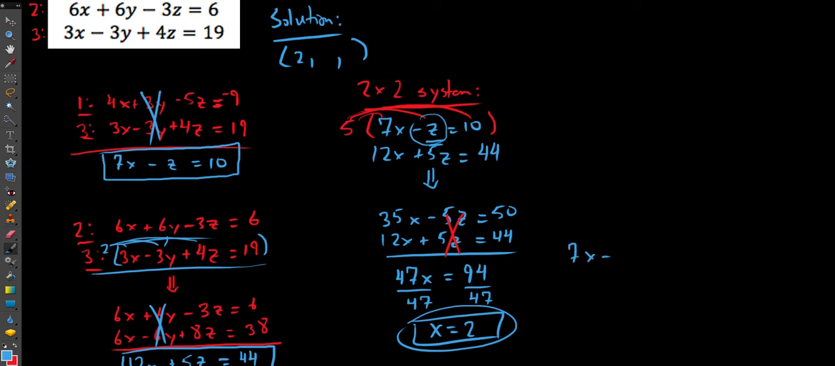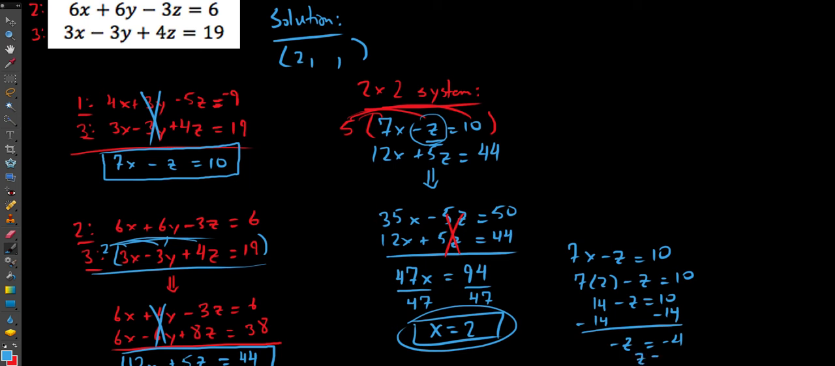We're going to say 7x minus z equals 10. And I'm going to say, well, if x equals 2, then we can plug in 7 times 2 minus z equals 10. Simplify this now. 14 minus z equals 10. We can subtract our 14 over to the other side. And we end up with negative z equals negative 4, which, of course, when we divide both sides by a negative 1, implies that positive z equals positive 4. So I'm going to go up here into my ordered triple and say, z is 4.